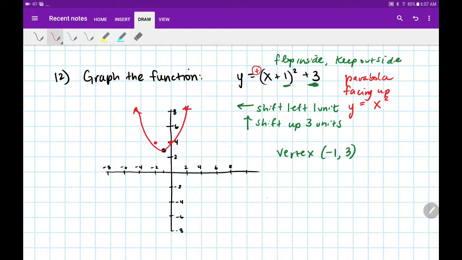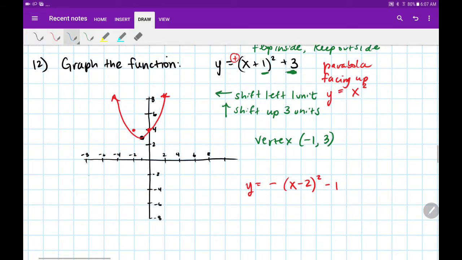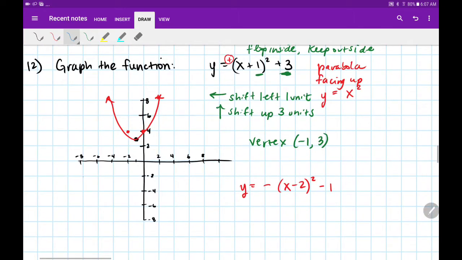Okay, so really quick, let's see if you feel comfortable. What would this graph look like? So if you're using our mental trick, our flip the inside, keep the outside, then you know the vertex is at +2, -1, and it's facing down. Okay, so again, we can do these relatively quickly just by knowing that I'm graphing a parabola.